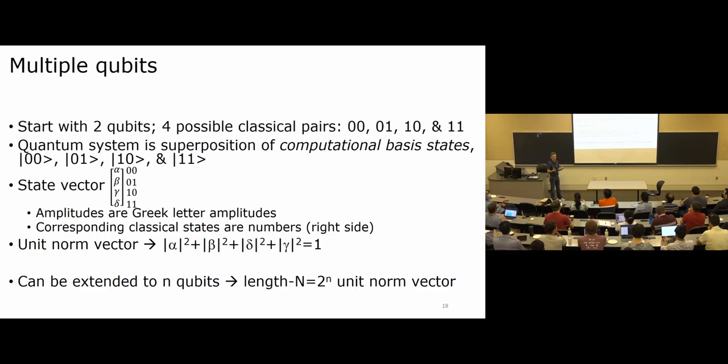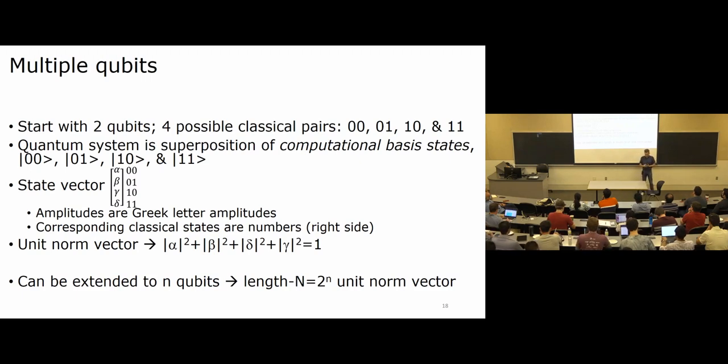Okay, so again, we looked at 1 qubit, but now we're going to do 2 qubits. With 2 qubits, we have 4 possible classical pairs. We no longer have zeros and ones, but pairs of zeros and ones: 0 0, 0 1, 1 0, and 1 1. That gives us 4 computational basis states: ket 0 0, ket 0 1, ket 1 0, and ket 1 1.